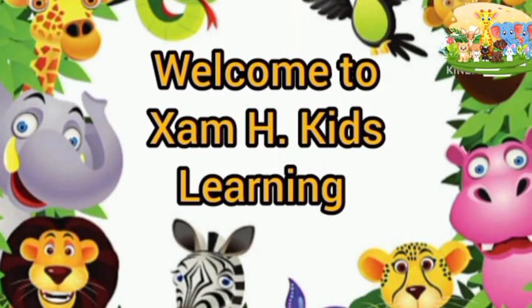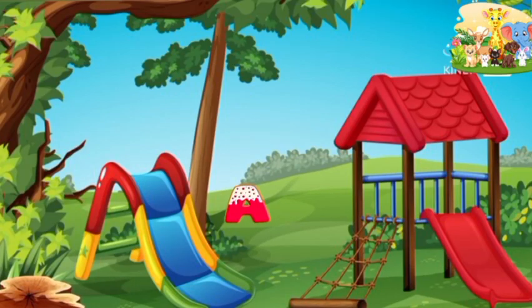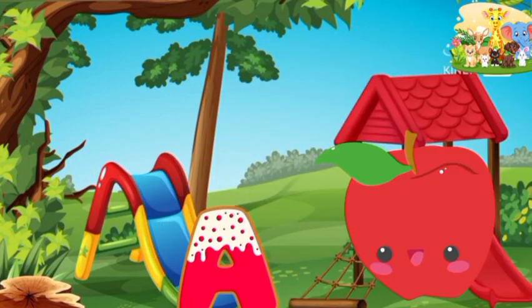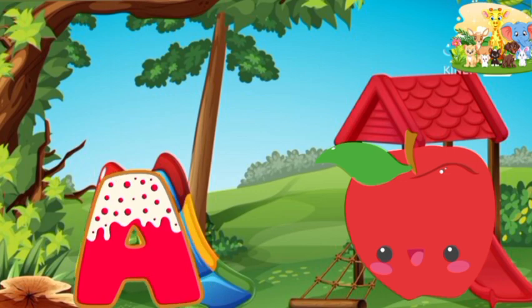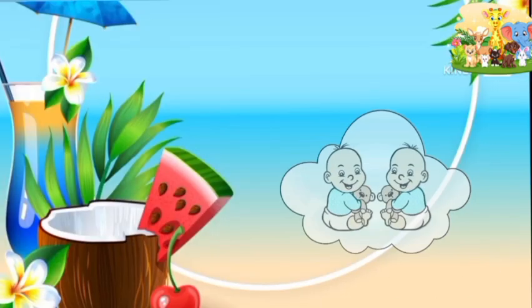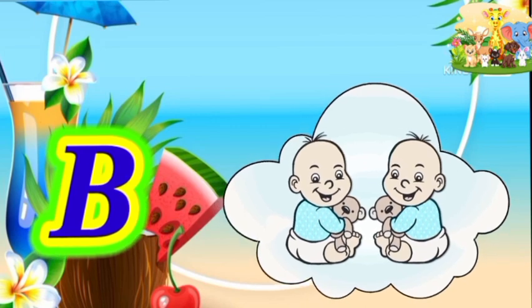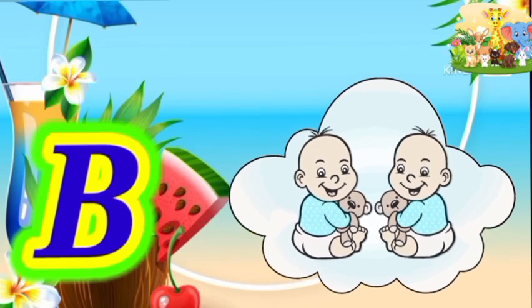Let's learn the sounds of alphabets. A is for apple. A, apple. B is for baby. B, baby.